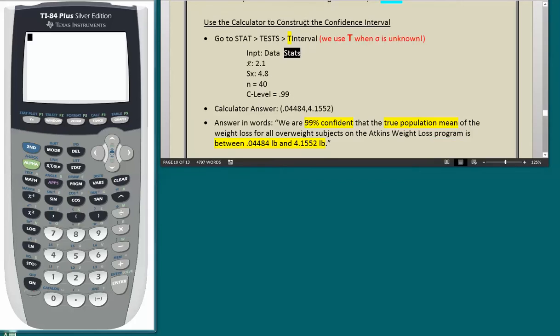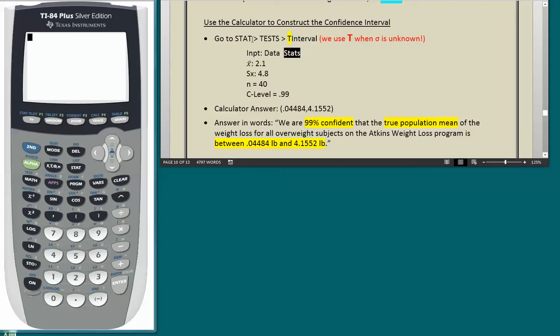Now we're going to use the calculator to construct our confidence interval. You're going to see how ridiculously easy this is. The first step, go to Stat, Tests, t-interval. Notice in red here, we use t when sigma is unknown. Very important. So our whole purpose in finding out whether we know sigma or not is to know what interval we're going to use. And when sigma is unknown, we use t-interval. If you looked at the video when sigma was known, we used z-interval. And we'll see both of these on here when we go find t-interval.